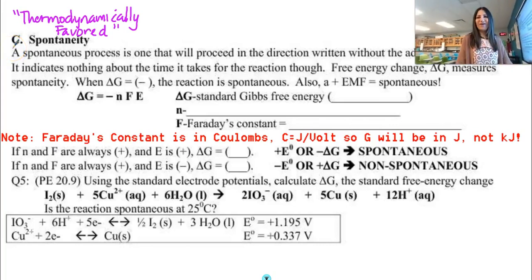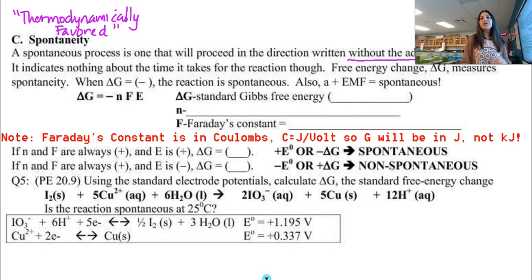Today what we're going to be talking about is spontaneity, but specifically when we're looking at batteries. So remember, when we say spontaneous now, we're actually changing it up. We're going to call it thermodynamically favored. But what does it mean anyway? A spontaneous reaction will proceed in the direction written, meaning your reactants will turn into products without the addition of any outside energy. It indicates nothing about the time that the reaction is going to take.